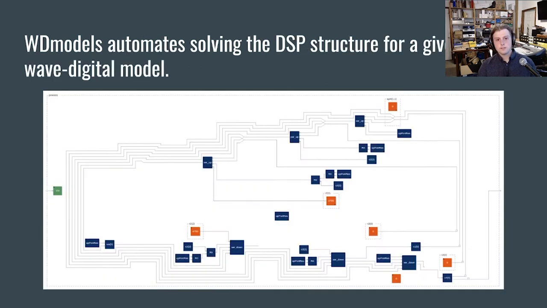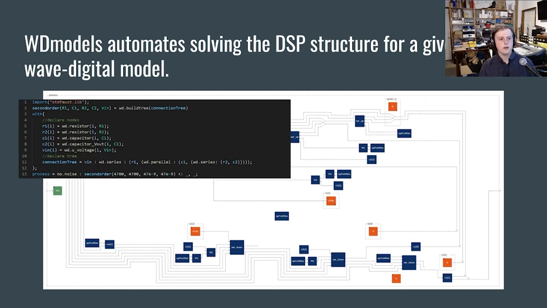The next thing that the library does, which is core, is it actually automates the process of solving for the direct DSP structure for a given wave digital model. You can see here, this is actually the DSP structure in Faust block diagram algebra for the second order filter, which I just showed you earlier. And with just a few lines of code, we can get a very complex DSP structure, which would be really challenging to implement otherwise. And it entirely automates this process, meaning that complex models can be created with just a few lines of code.